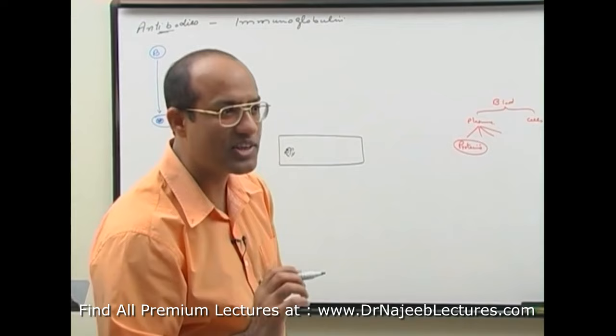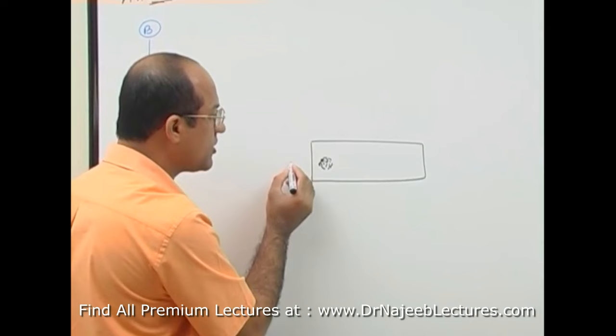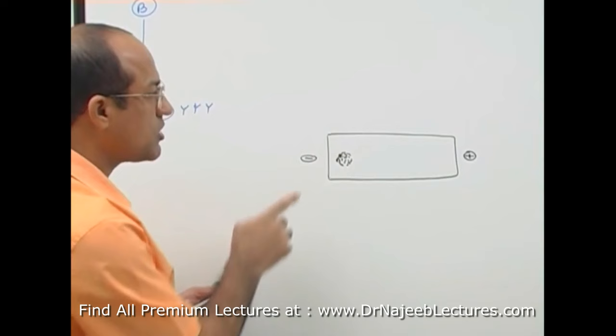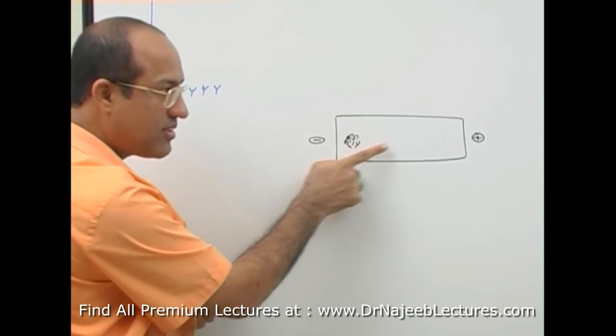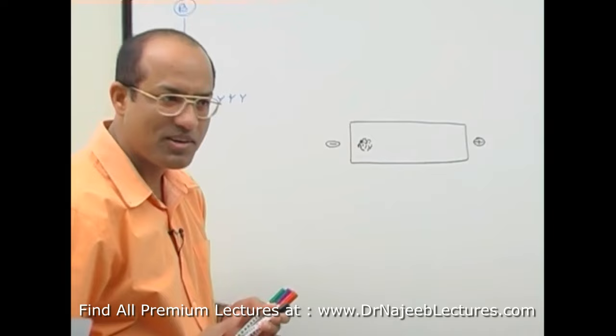Now, because most of the plasma proteins are negatively charged, if you put a drop of plasma on this filter paper and you run the current across it, for example, you put negative electrode here and positive electrode here, of course, plasma proteins will move from the negative electrode towards the positive electrode because plasma proteins are themselves negative. So, they will be repelled by the negative and attracted to the positive. So, plasma proteins will start moving.